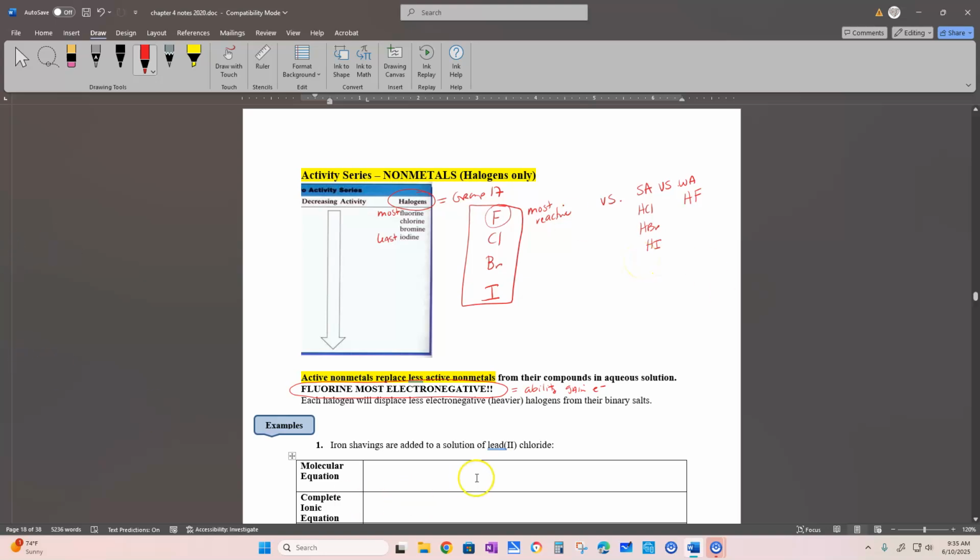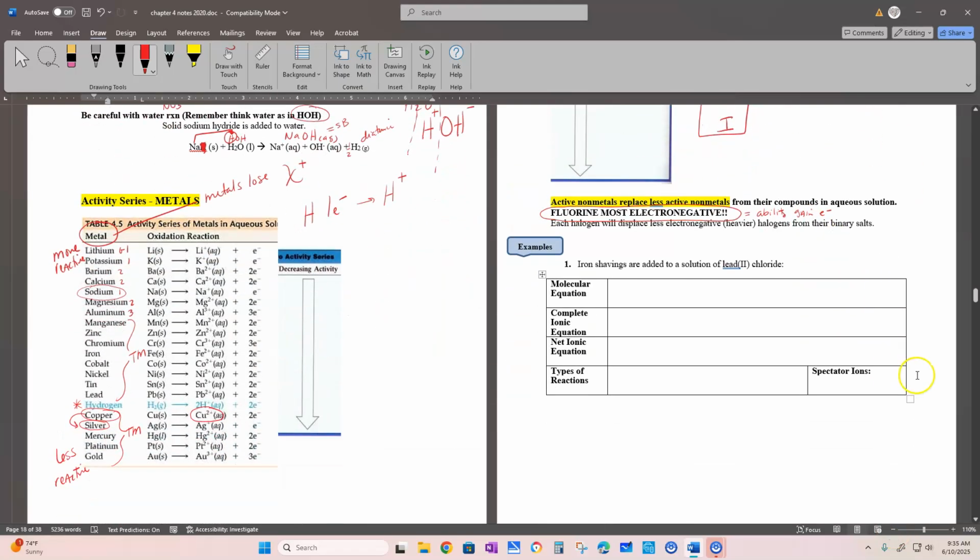Let's do a little practice with this. I'm going to move my notes like this so I can see the activity series over here. I have iron shavings, so that means iron as a solid, and it's added to a solution of Pb2+ and chloride, Cl-.